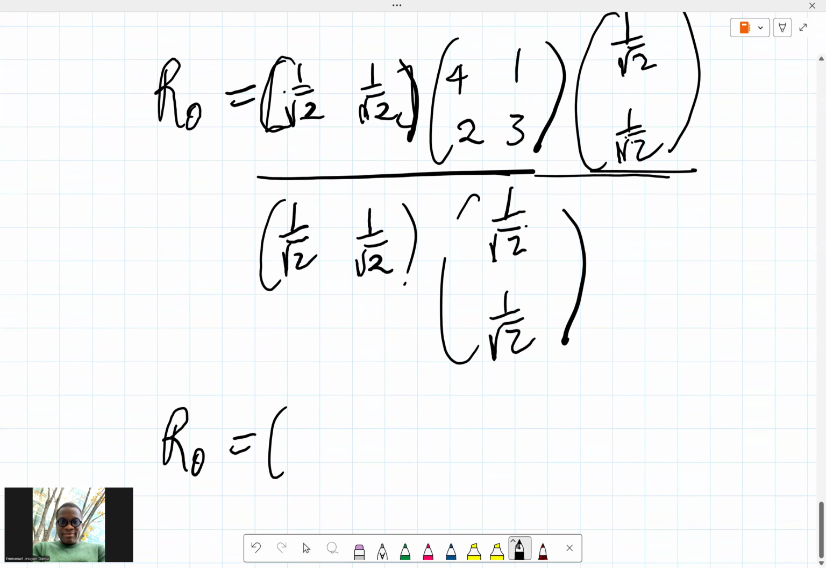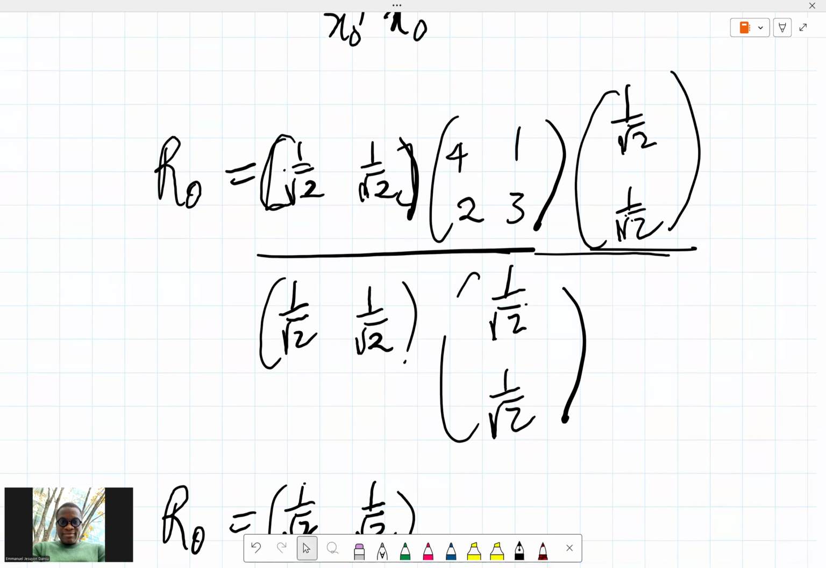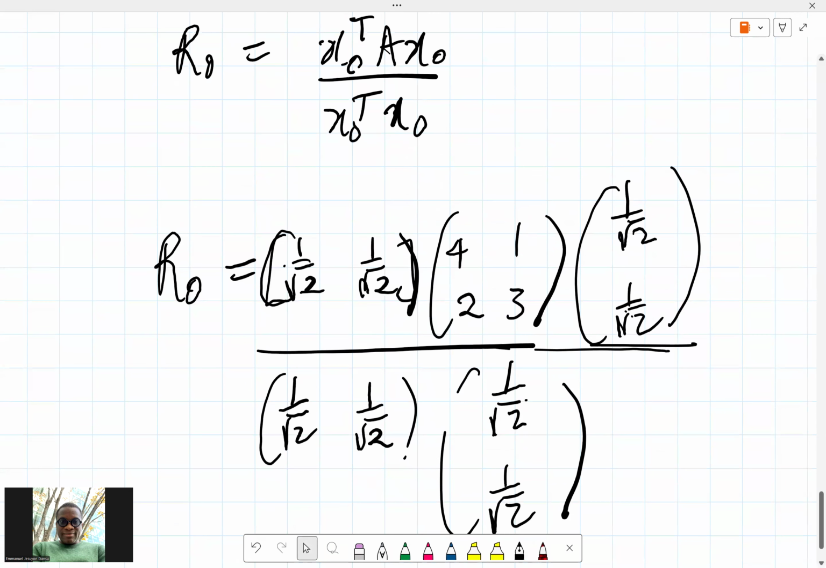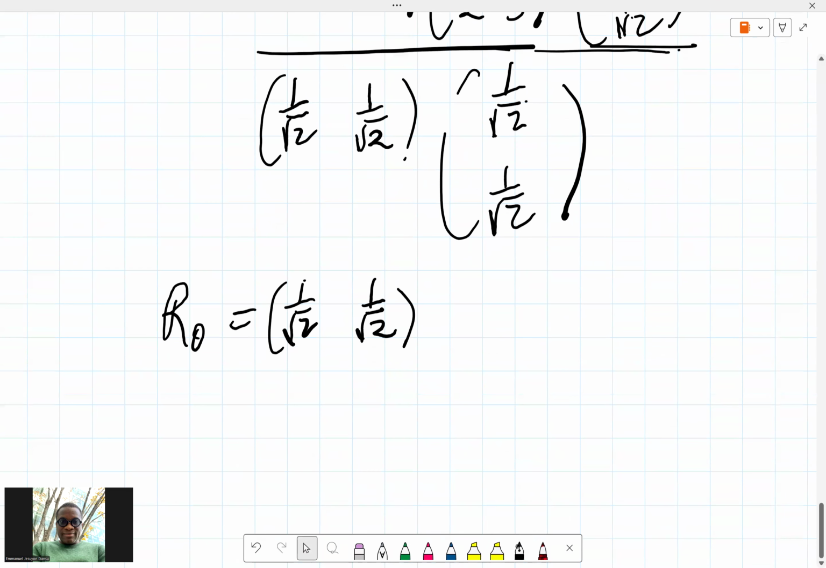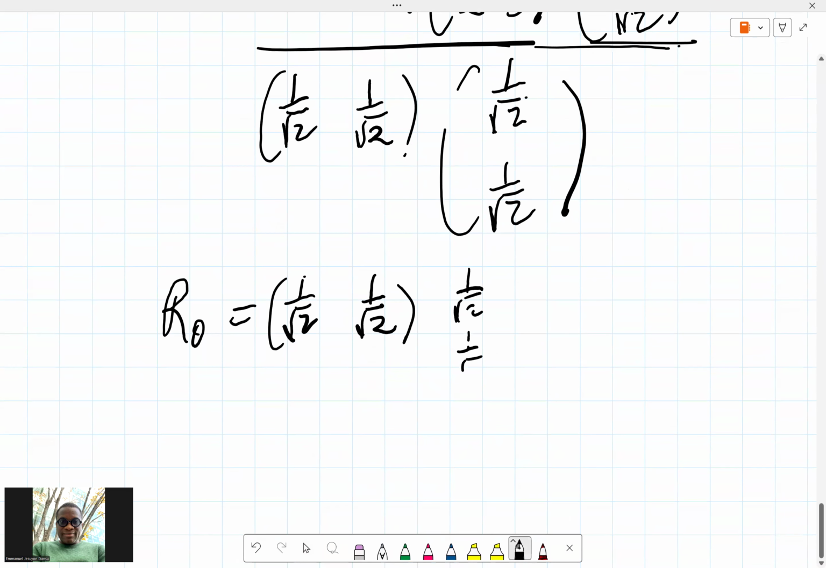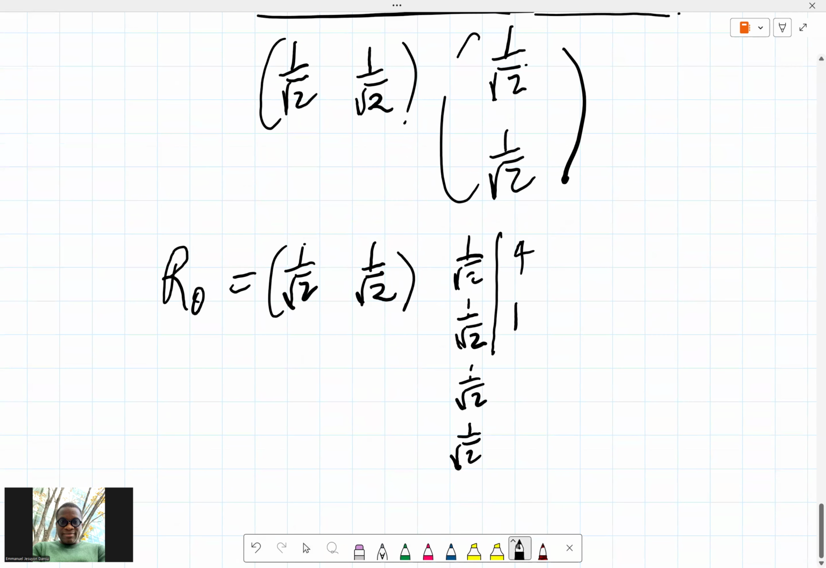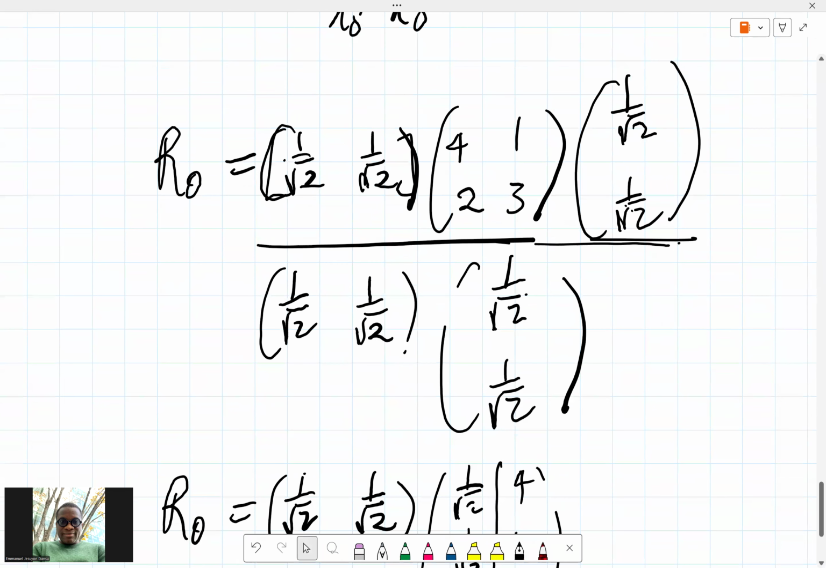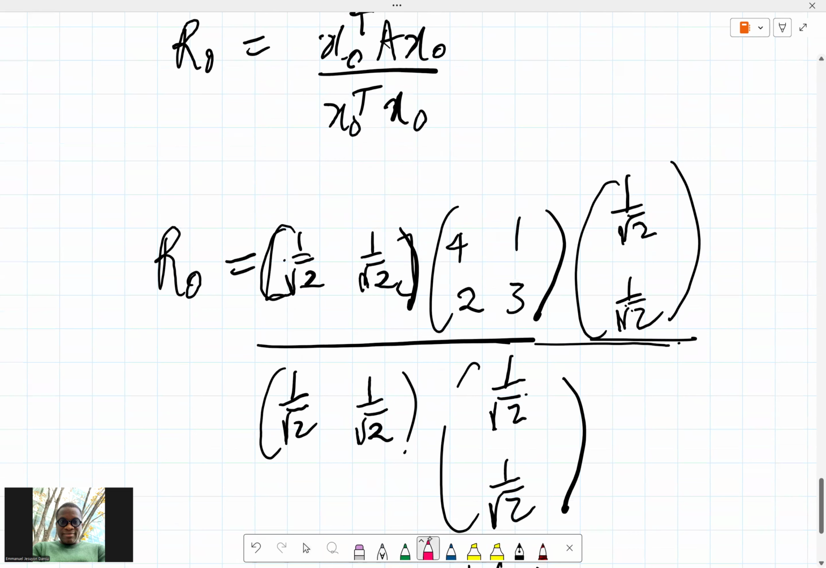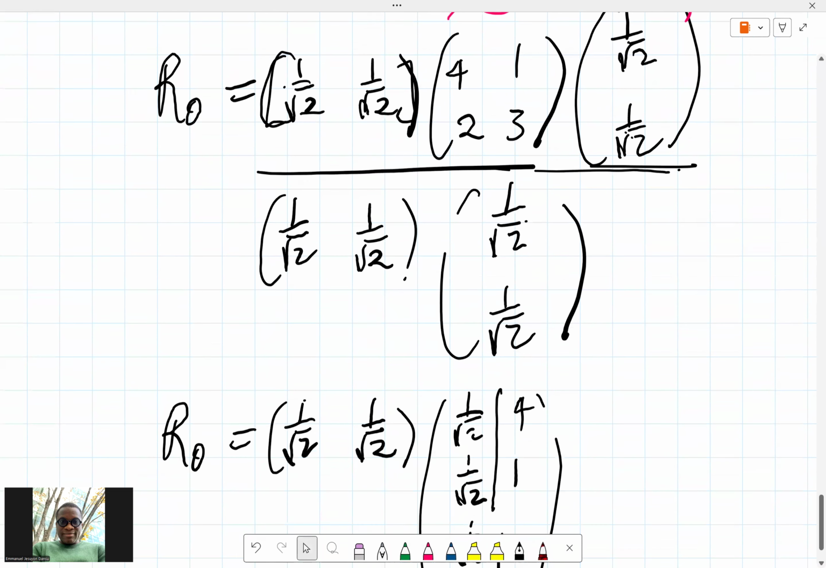So here we have 1 over root 2, 1 over root 2. We have that first. Then for this area now, because we have two rows, we can write this twice. So we have 1 over root 2, 1 over root 2, 1 over root 2, 1 over root 2, like that. Then put over it 4, 1, 2, 3, 4, 1, 2, 3. Okay, so that takes care of this part.